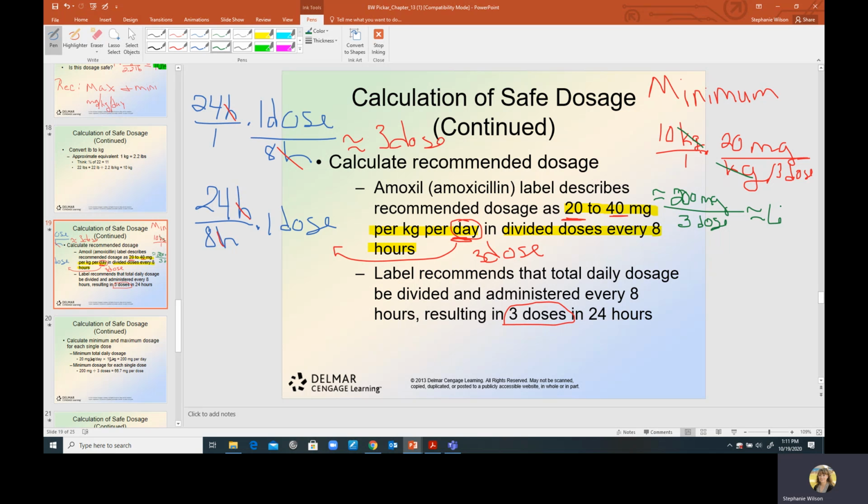Or did this ask you how to round? Did it say round to the nearest? It said round to the nearest tenths. So I'm going to round to the nearest tenths just because the question called for it. So for this patient, they can take around 66.7 milligrams per dose. That's the minimum it can take, and it'd be effective.